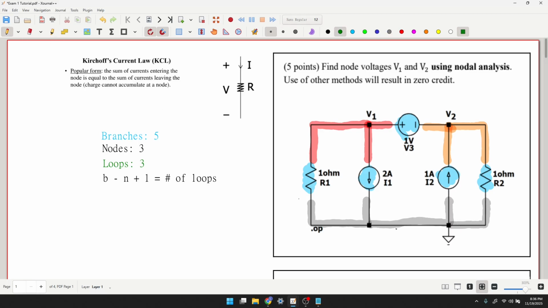The reason that the ground node is larger is because there are no elements in between the ground connection and the beginning of these 4 branches or elements. If there were to be, let's say, a source right here, this node would split into 2 and look something like this.